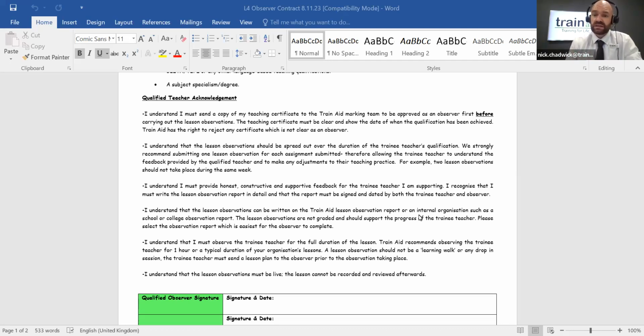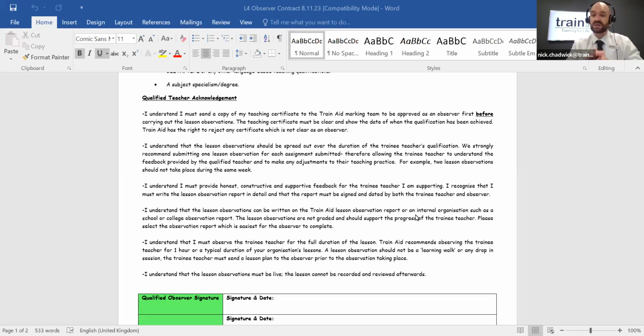Obviously, the 3 lesson observations should be spread out over the duration of the candidate's course. So the 3 lesson observations cannot be squeezed into 1 week. They must be spread out, perhaps at the start of the learner's level 4 teaching qualification, somewhere in the middle, that could be the 2nd observation, and the 3rd and final lesson observation can be at the end of the course, and that will show obviously progress throughout those 3 lesson observations.